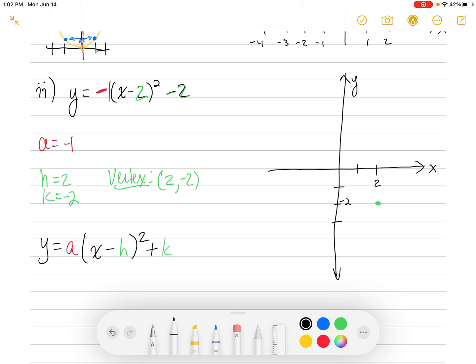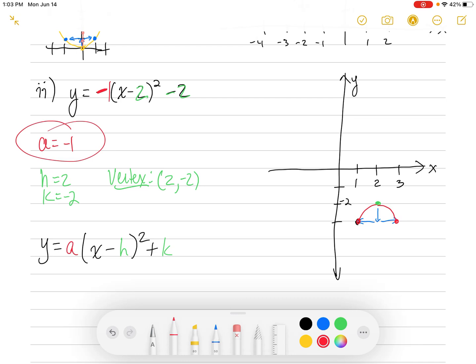So normally you start at your vertex and you go up 1, right 1, and up 1, left 1. But instead of doing that, we're going to go down 1, right 1, and down 1, left 1 to find additional points. And we'll put these points here to the side. That's because our scaling factor here is negative.